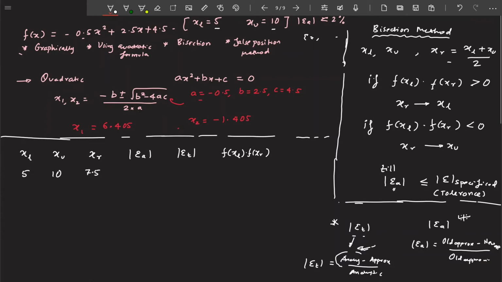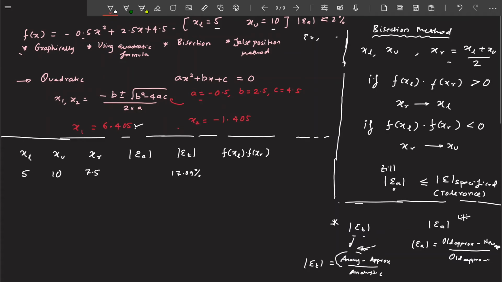Now how are you going to find the true error? This is the root we are chasing. You take the analytical value, 6.405, minus the approximate value 7.5, divided by 6.405, and you'll realize that your true percentage error comes out to be 17%. I'm again reminding you, in real life we are not going to find the true error because we will not know the analytical value beforehand, so basically we'll be using approximate error. Now we have to find out whether this product is greater than 0 or less than 0.